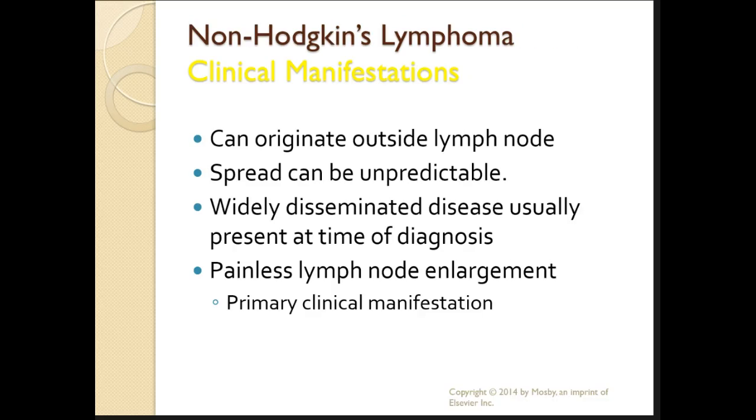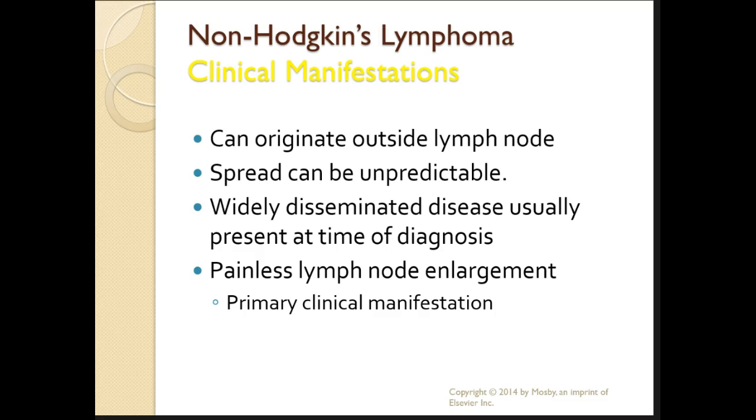Non-Hodgkin's lymphoma can actually originate outside the lymph nodes. The method of spread can be unpredictable, and the majority of patients have widely disseminated disease at the time they are diagnosed. The primary clinical manifestation is painless lymph node enlargement. The lymphadenopathy can wax and wane in indolent disease.